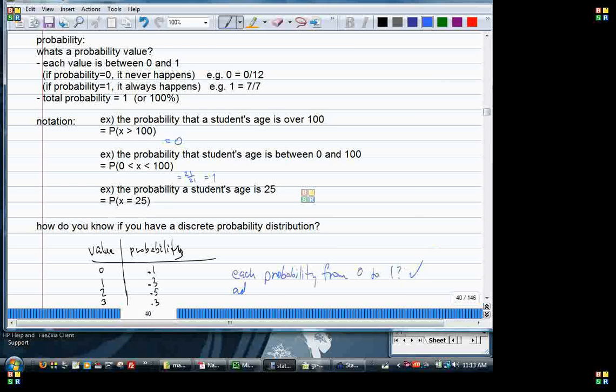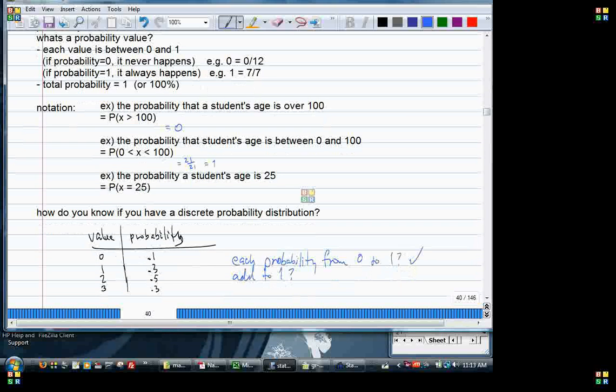The other thing we have to check is, do they add to 1? Do the probabilities add to 1? No, they don't. They actually add to 1.2. So this is not a probability distribution, because in this case, we're saying the total probability is 1.2, which is like 120%. That doesn't make any sense. Right.